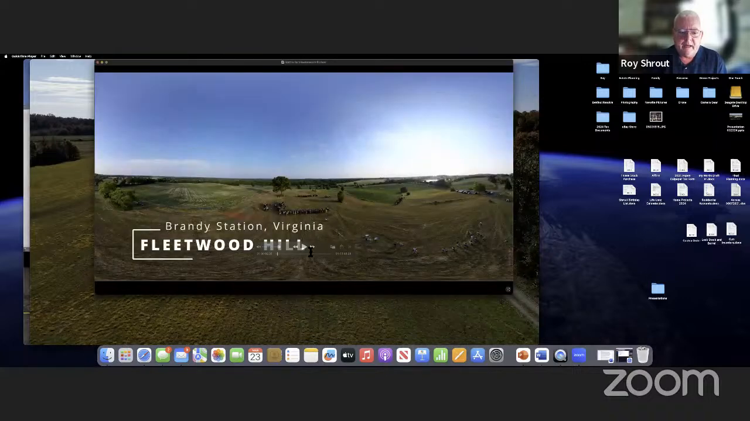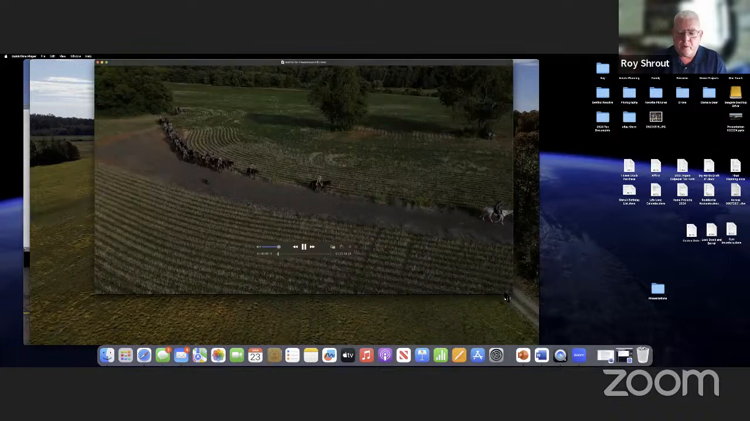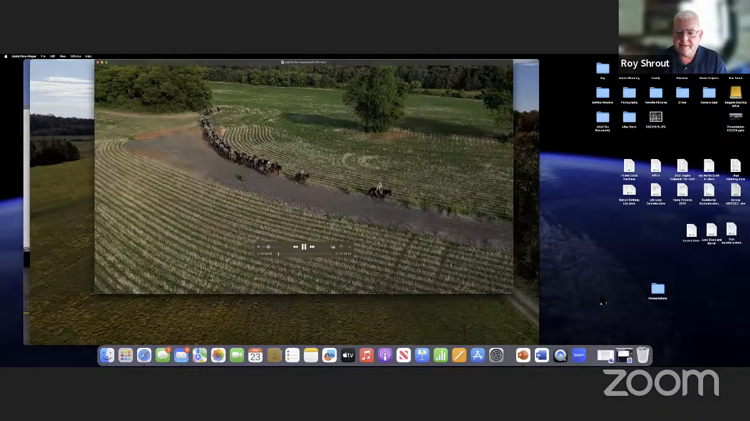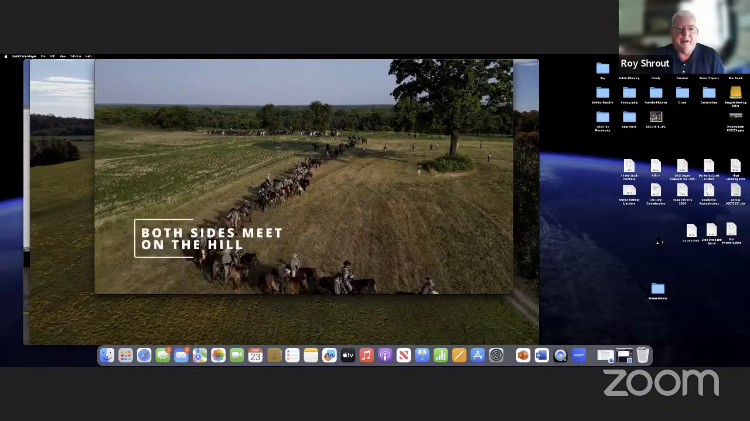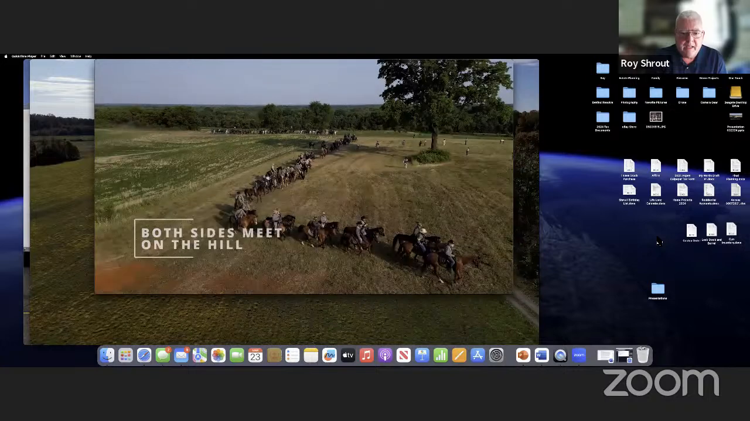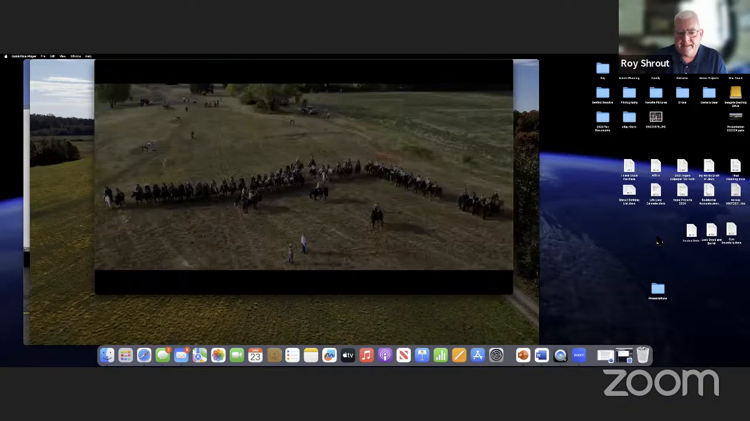This is the Fleetwood Hill. This was day 2. Oh no, this was day 1. This is toward the end of the day for these guys. They've been out in the hot sun. So here you see Confederate folks here at the bottom, the Union or Federal guys up there on the other side. This was a very solemn event.